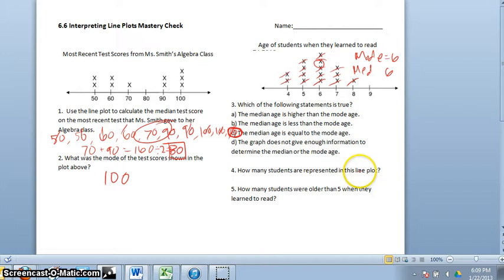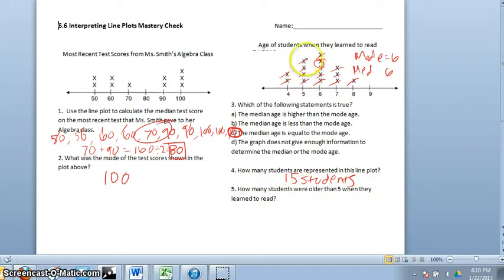Number 4, how many students are represented in this line plot? Well, we can see how many ages are listed, and each student has an age. So I'm just going to count up the ages that are listed, and that will tell me how many students are represented. 1, 2, 3, 4, 5, 6, 7, 8, 9, 10, 11, 12, 13, 14, 15 students. 15 students.